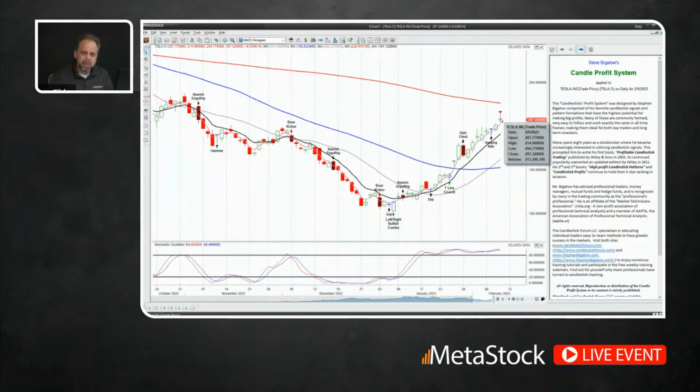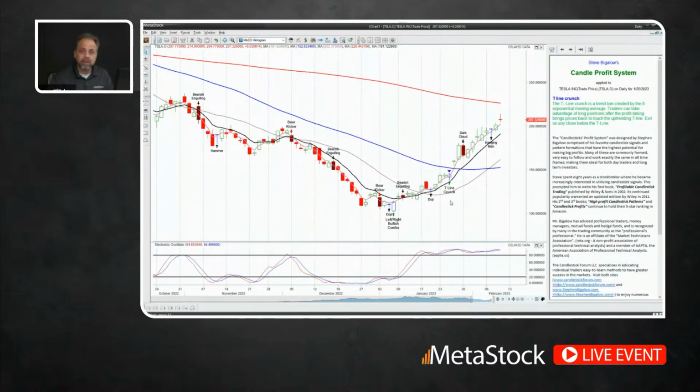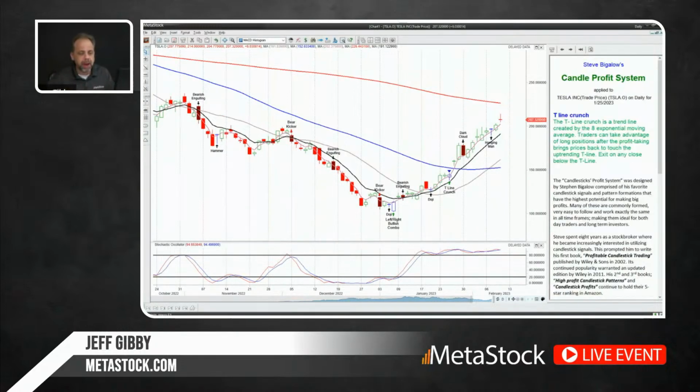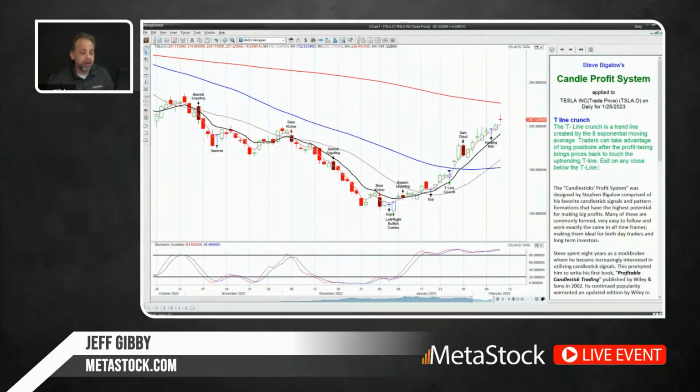There wasn't a pattern that happened today, but if I wanted to see what the T-line crunch was, like this pattern that happened right here, let me move back a little bit and I can show you exactly what it says. Right here it says the T-line crunch is a trend line created by the 8 exponential moving average. Traders can take advantage of long positions after the profit taking brings back to touch the uptrending T-line.